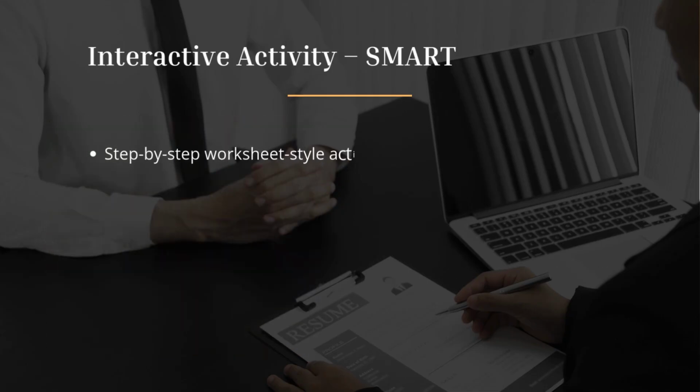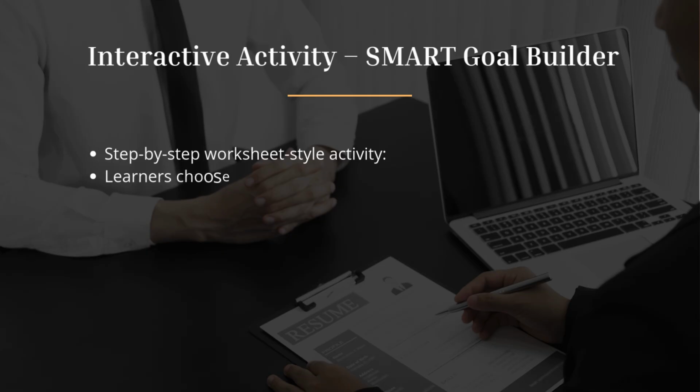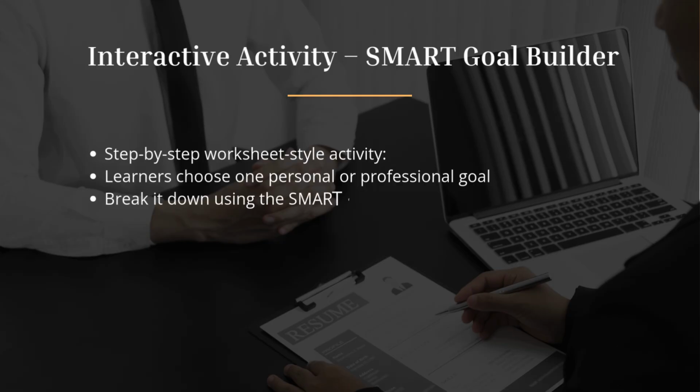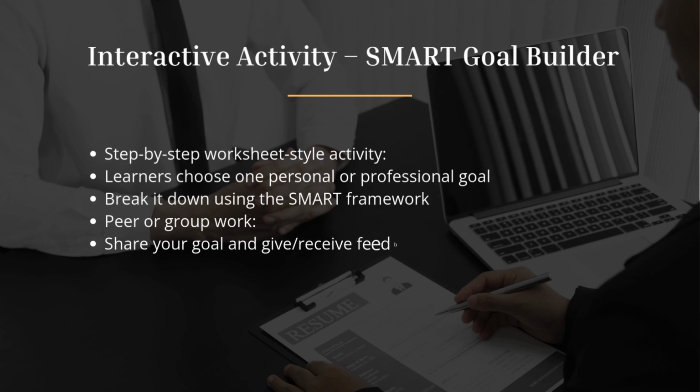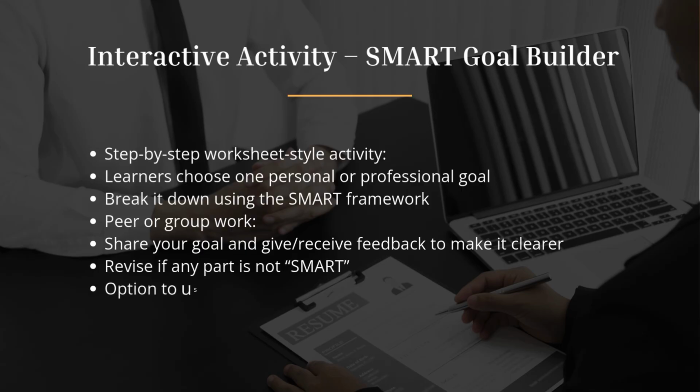Interactive activity, SMART Goal Builder. A step-by-step worksheet-style activity. Learners choose one personal or professional goal and break it down using the SMART framework. Peer or group work: share your goal and give and receive feedback to make it clearer. Revise if any part is not SMART. Option to use a template on paper, Notion, or Google Docs.